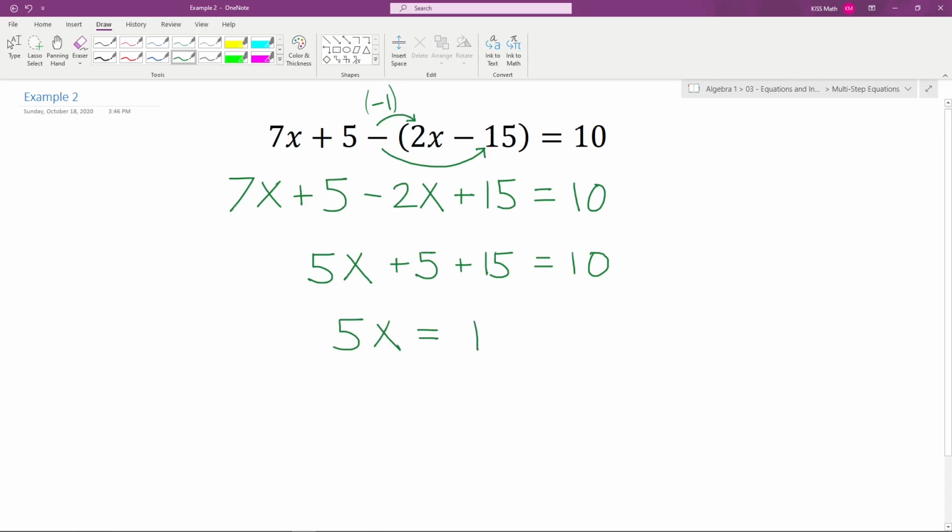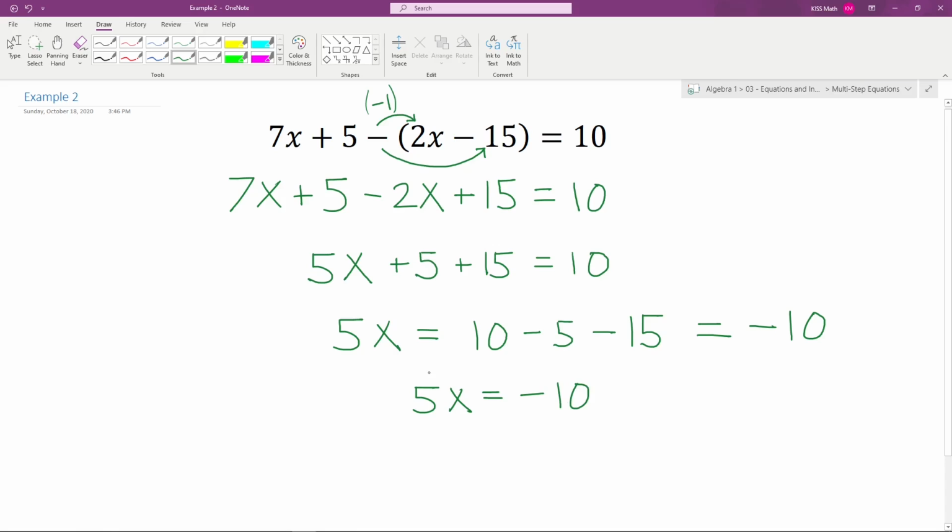equals 10. And again, I subtract 5 here and I subtract 5 on the other side, right? So minus 5 minus 15. And that's equal to 10 minus 5 is 5. Minus 15 is a negative 10, right? So at the end of all this, we have 5x equals negative 10.